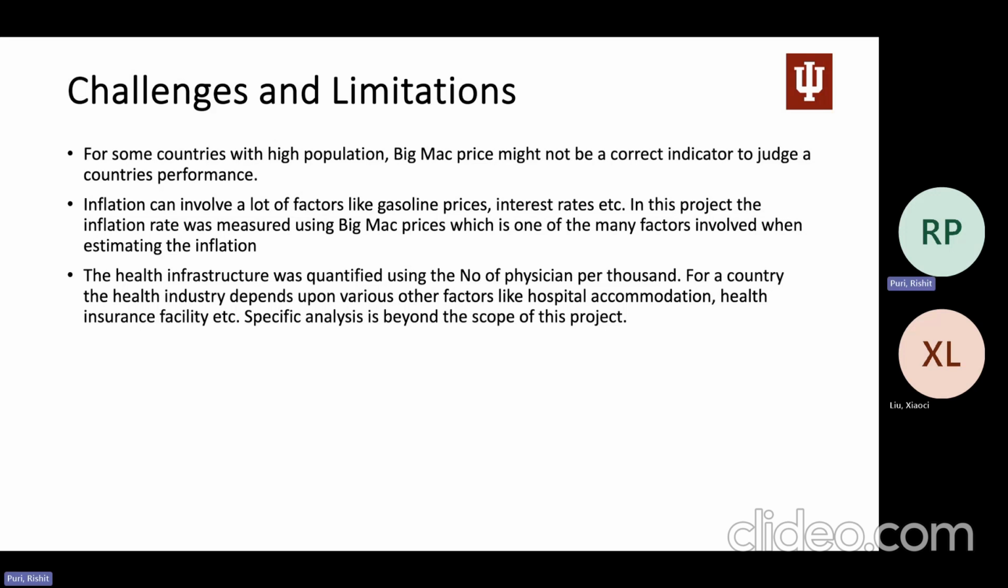The health infrastructure was quantified using the number of physicians per thousand. For a country, the health industry depends upon various factors like the hospital accommodation, the health insurance available, etc. And that's why just quantifying the number of physicians per thousand is not the correct way to justify a country's health infrastructure.